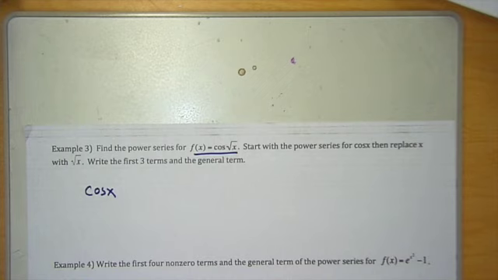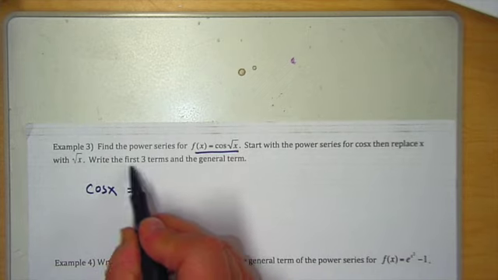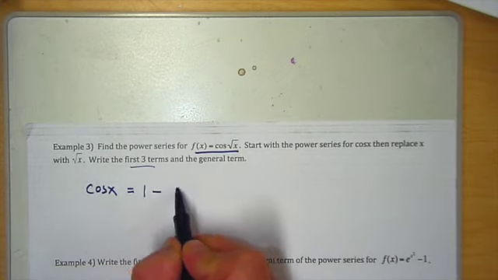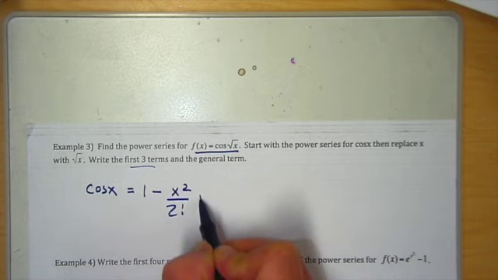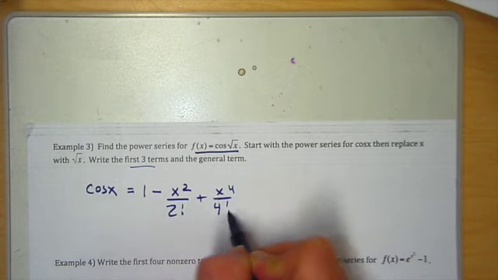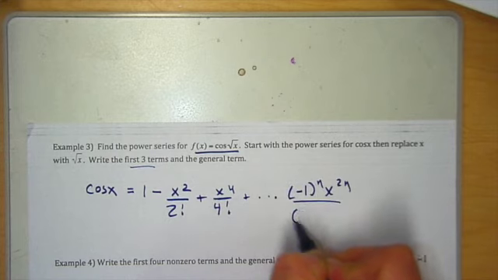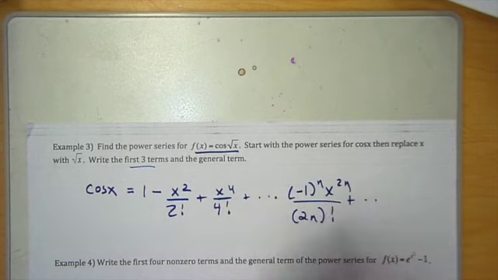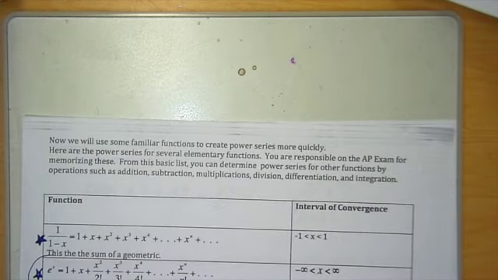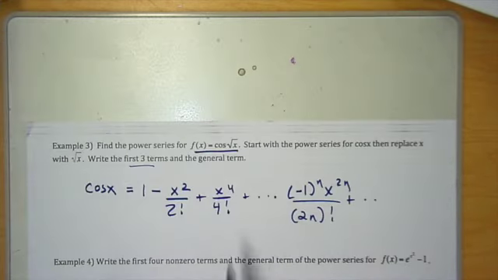So you'll have to look back at your note card for now. So I'm just going to write the first 3 terms: 1 minus x squared over 2 factorial plus x to the 4th over 4 factorial. And I'm going to just copy the general term from here. Okay, so all I did was copy this onto here.